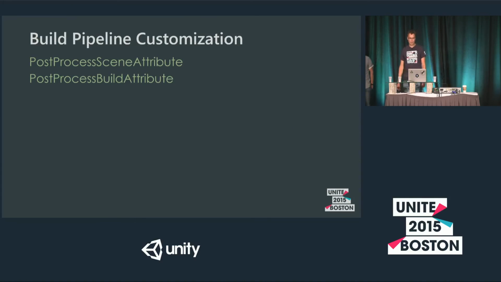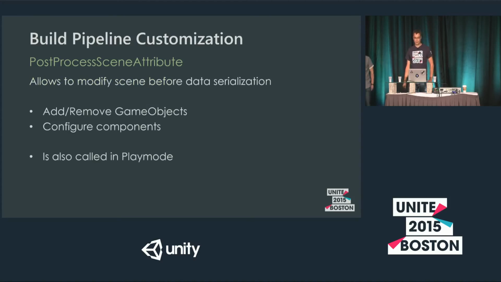So how can we customize our build pipeline? Actually, we have only 2 entry points right now with a postprocess scene attribute and postprocess build attribute. Postprocess scene attribute allows you to modify scene before data is serialized. You can do different things depending on what you need.